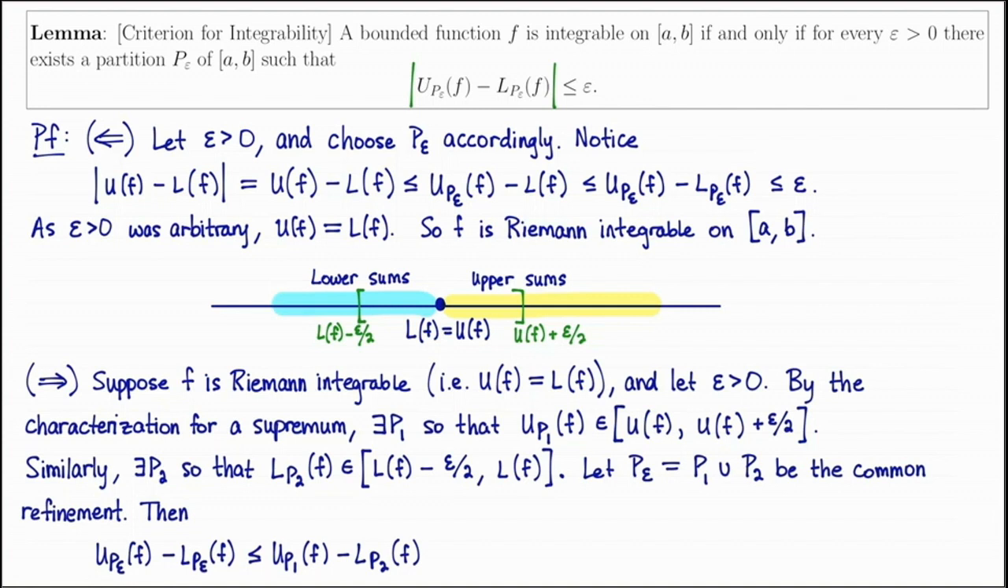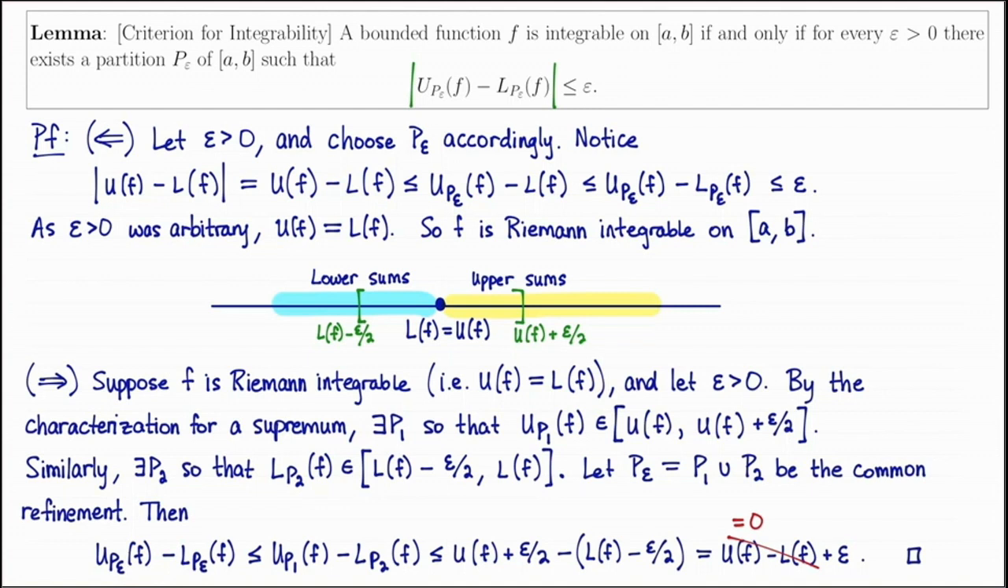Now, U of f with respect to p1 sits inside of this interval right here, which means it's less than or equal to U of f plus epsilon over 2. Similarly, L of f with respect to p2 sits inside of this interval, so negative L of f with respect to p2 is less than or equal to negative L of f minus epsilon over 2. Right, so you just imagine taking this interval and flipping it. Now we collect like terms. U of f minus L of f is actually 0 because our hypothesis is that those two numbers are the same. And so what we're left with is epsilon over 2 plus epsilon over 2, which is epsilon.